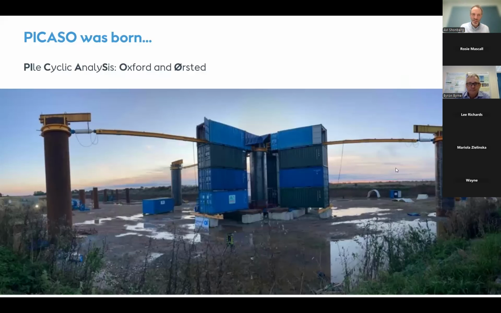And as a result of that, PICASO was born. And I appreciate until now you have no idea what PICASO even was. But PICASO stands for Pile Cyclic Analysis, Oxford and Ørsted. And on that note, I'll hand back to Byron to continue on with the presentation and give you a bit more detail about what we've been doing for the last few years.